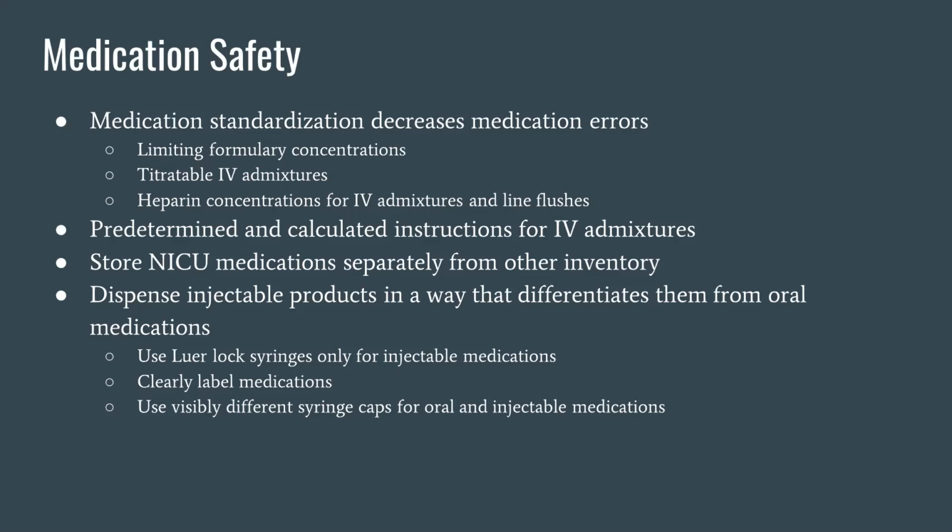And because these babies are so small, their oral liquid medications may look a lot like injectable medications because the volume is going to be so small. So it's important to differentiate clearly between oral medications and IV medications, or any injectables for that matter. So a couple things you can do are only using Luer-Lock syringes for injectable medications so that oral medications aren't given IV by mistake. Make sure you clearly label the medications, and then use visibly different syringe caps for orals and injectables.